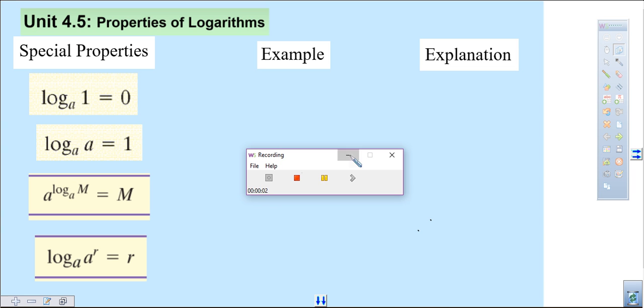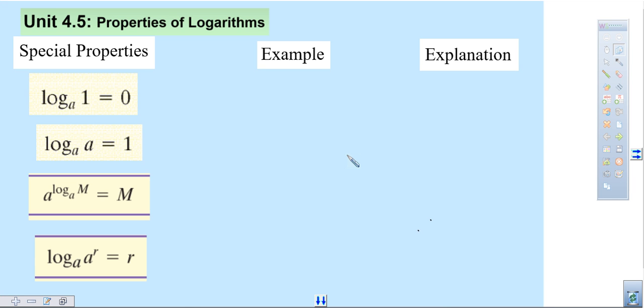All right, in Unit 4.5, we're going to look at logarithms again, and we're going to look at some special properties of logarithms. The analogy I want to make sure you understand is that these are rules. I can give you an explanation of these rules, but if you see this particular situation occur, then you know the answer is what's given here on the left-hand side.